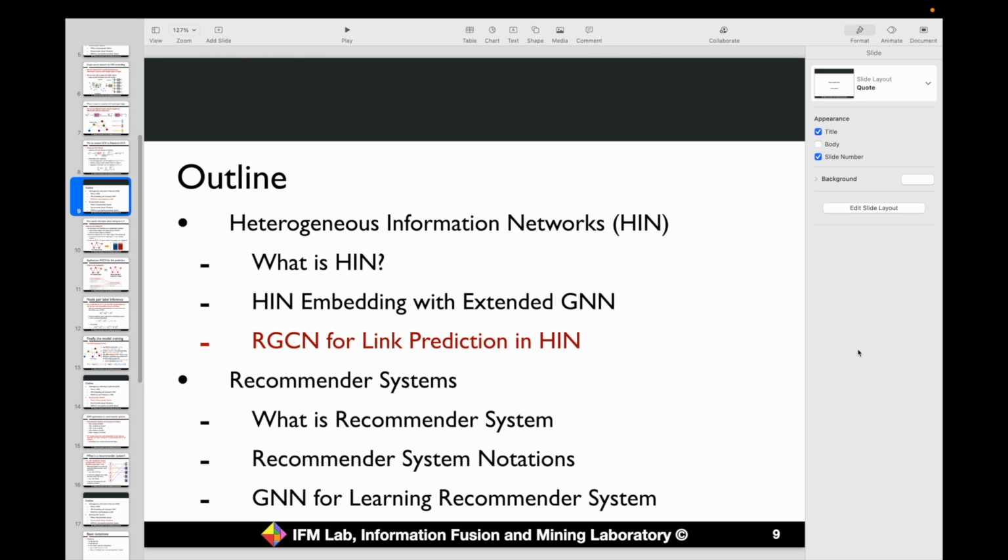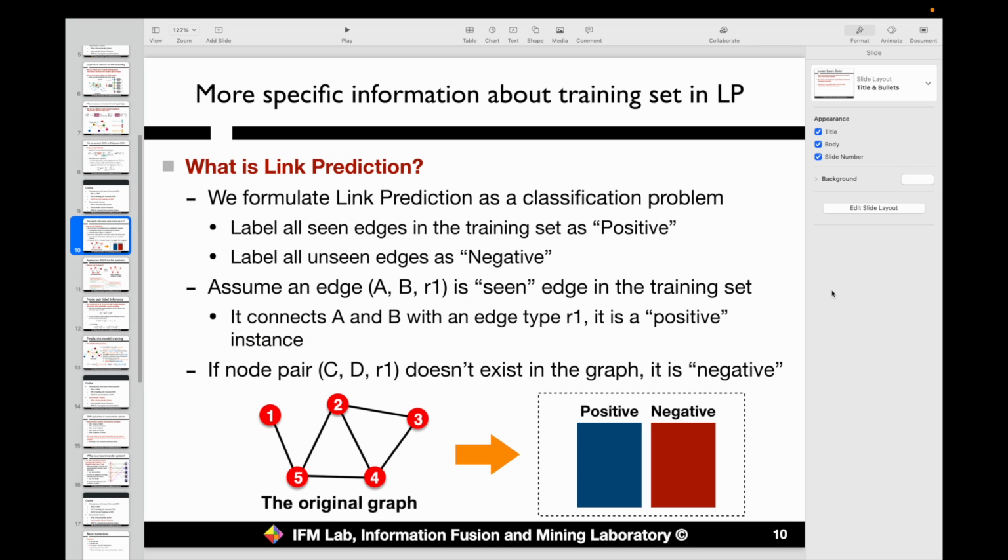Alright, so let's talk about another important problem we can study in graph neural networks, which is called link prediction. And we will need to see how to use this RGCN model we defined before for link prediction with these HIN networks. So first of all, what is link prediction? Link prediction tries to infer the potential connection among the nodes.